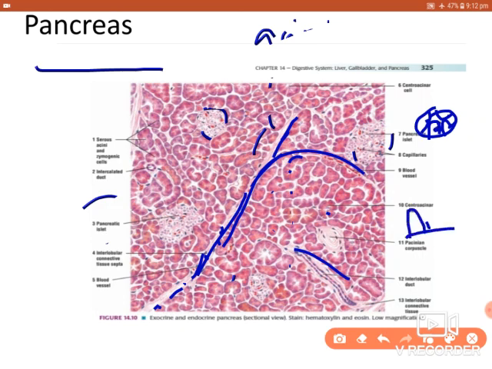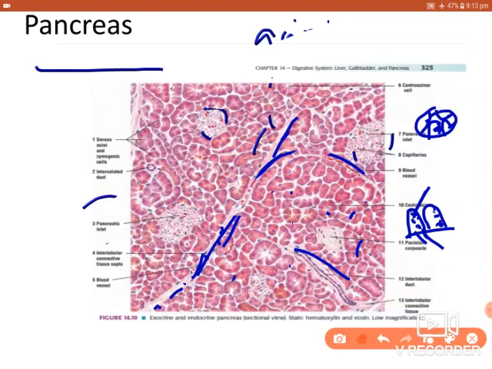These are the cells and nuclei. The apical part contains zymogen granules, which are the precursors of digestive enzymes. The apical part has affinity to the eosin stain, which gives a pink color. The basal part has affinity to the basic dye, which gives a bluish color. That is the biphasic staining it is showing.